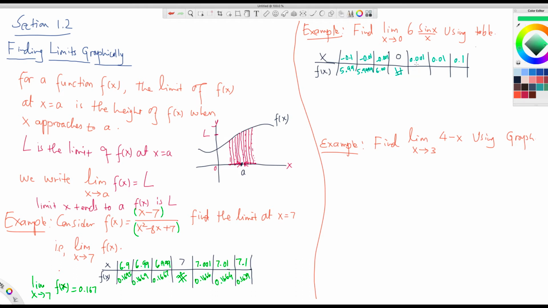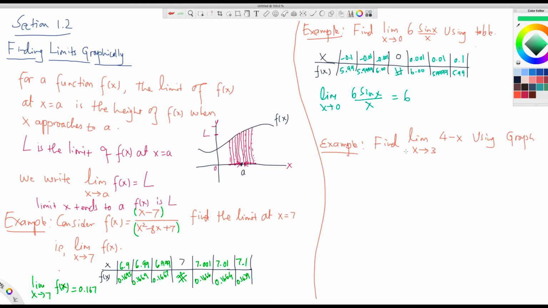At 0.001, again you will get 6.00, and this will be 5.9999, and this will be 5.99. See, the height close to 0 from either side is 6. So how do I write that? The limit as x tends to 0 of 6 sine x over x is equal to 6. This is the value of the limit. So the limit of this function at 0 is basically 6.